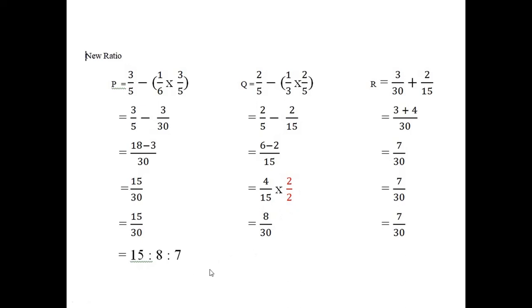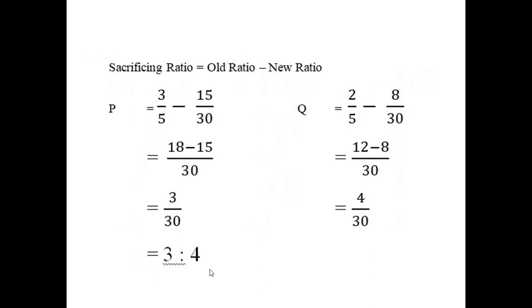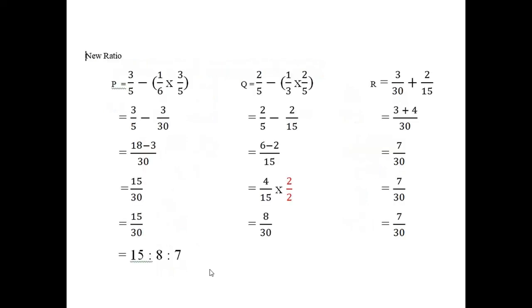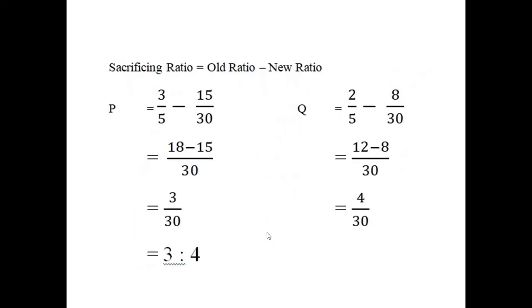Now let us move on to the sacrificing ratio. This is very simple. You just have to put the formula, that is old ratio minus new ratio, and you will get the ratio, that is 3:4. I must tell you that whatever they are surrendering is actually the sacrificing ratio here. That is 3/30 and 2/15. If you multiply by 2, you get 8/30. So this 3/30 and this 8/30 is your sacrificing ratio, which you can see here, that is 3:4.